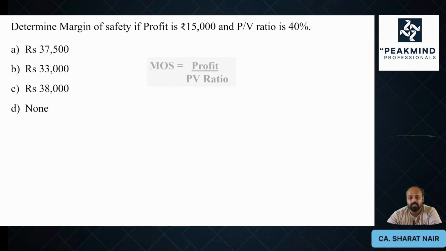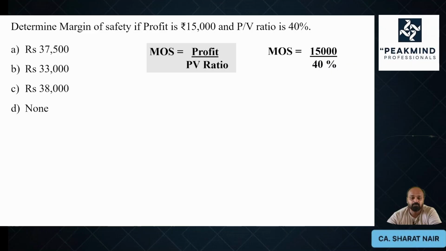Next MCQ. In this MCQ, they have given us margin of safety. They are asking us to find out margin of safety. Provided information is profit, which is 15,000, and the PV ratio is 40%. So we know the margin of safety formula is profit divided by PV ratio. So in this case, 15,000 is the profit, 40% is the PV ratio. Straight away, I can find out the answer, which is 37,500. So option A is the correct answer.